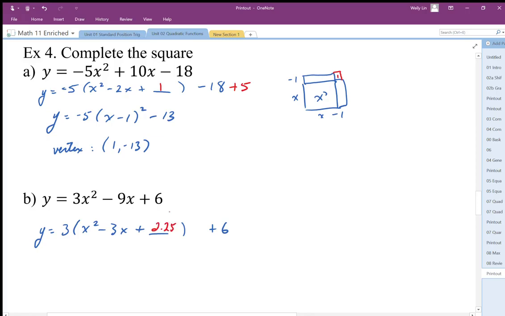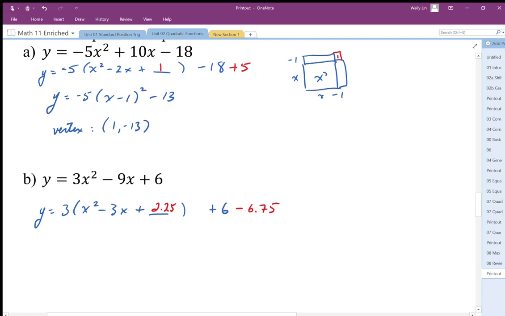And I have to remember to balance it. I've got 3 groups of 2.25, so I have to balance that with a negative 6.75. Okay, so I've added 6.75, so I have to balance it with a negative 6.75. Once I've balanced it, I can write it in the perfect square form.